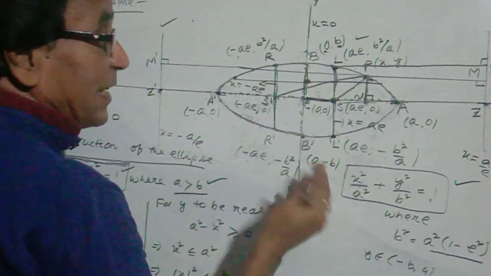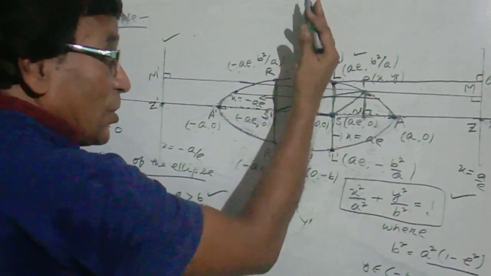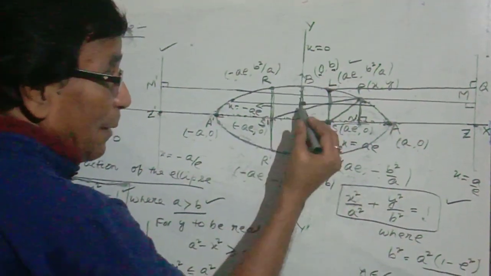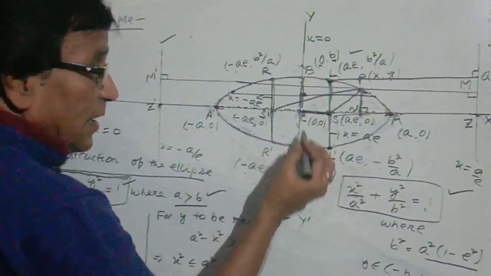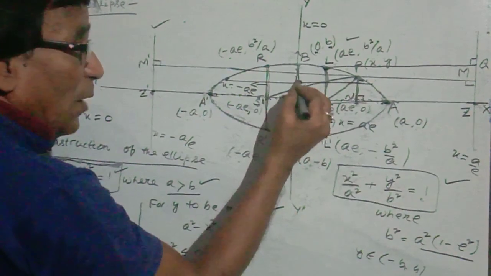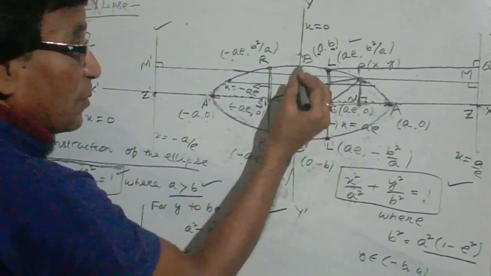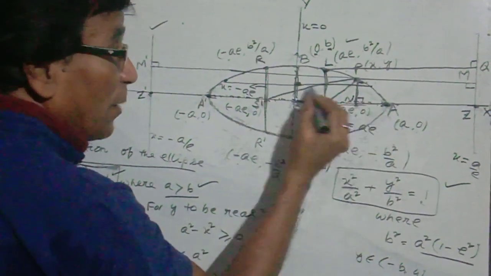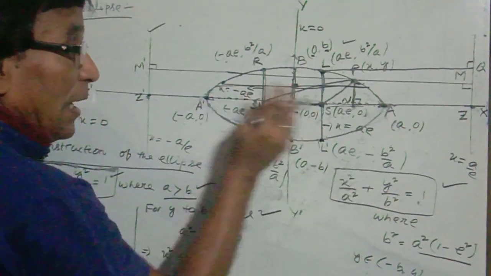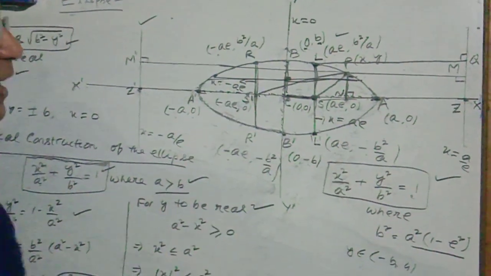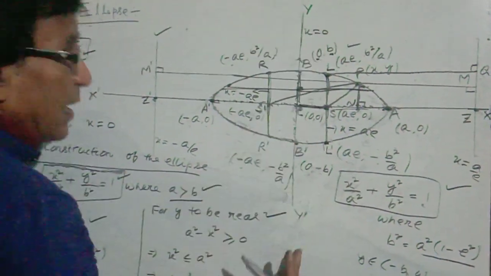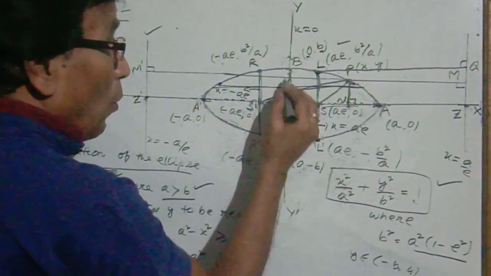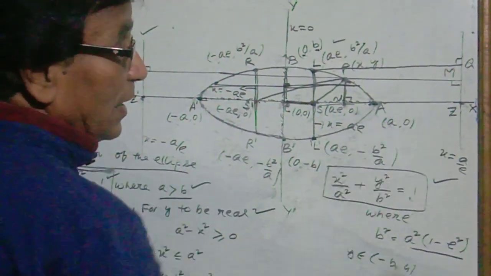That means again I can say that this ellipse is also symmetrical about the y-axis. It must be symmetrical about the y-axis because for every value of y lying between minus b and plus b, we are getting two values of x which are equal in magnitude and opposite in sign, for which this curve is symmetrical about the x-axis. It is symmetrical about the y-axis as well as the x-axis.